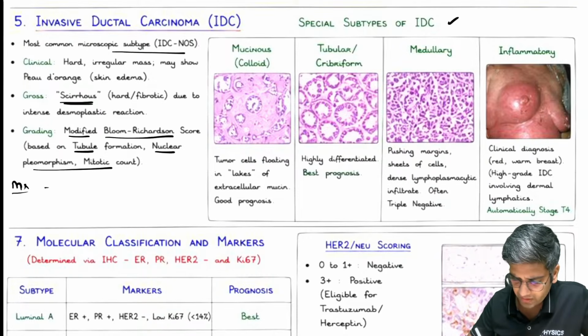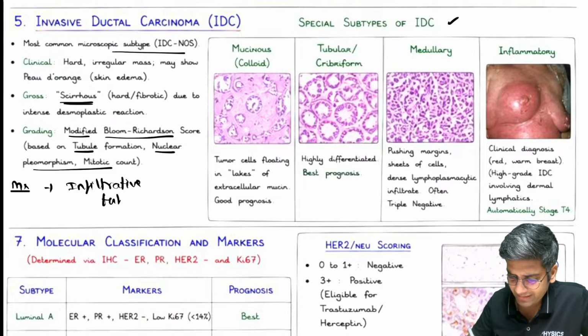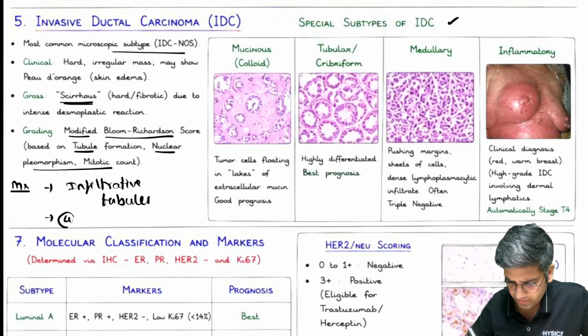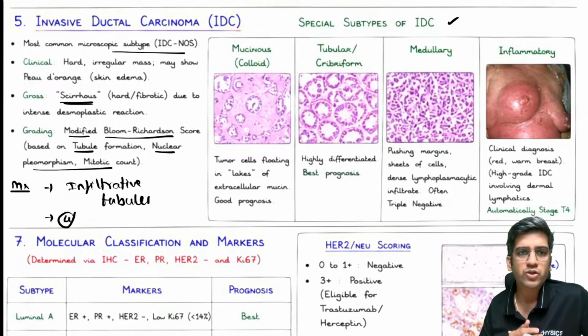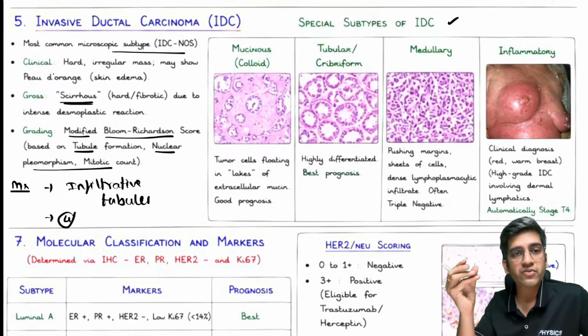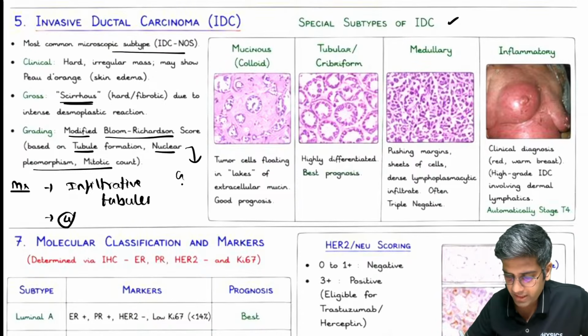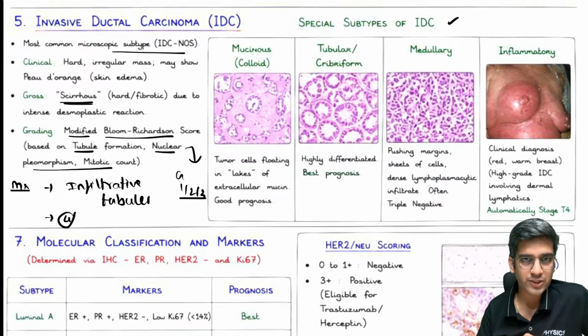Microscopy of IDC, you will just have infiltrative tubules. Tubules are nothing but tiny ducts, tiny glands. Same 4 features will be there: pleomorphism, high N:C ratio, mitosis, loss of polarity. Based on the number of tubules, the grade of nuclear pleomorphism, and mitotic count, based on Bloom-Richardson classification, we have grade 1, 2, and 3 for breast cancer. This is a histological classification.